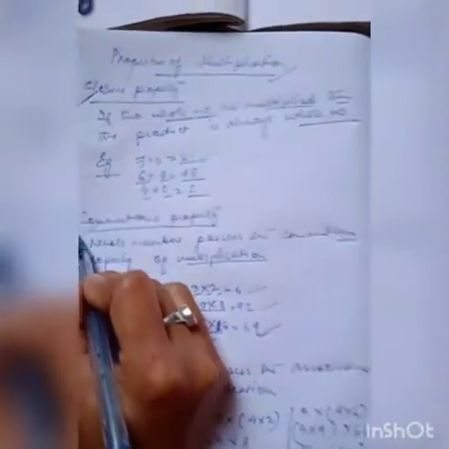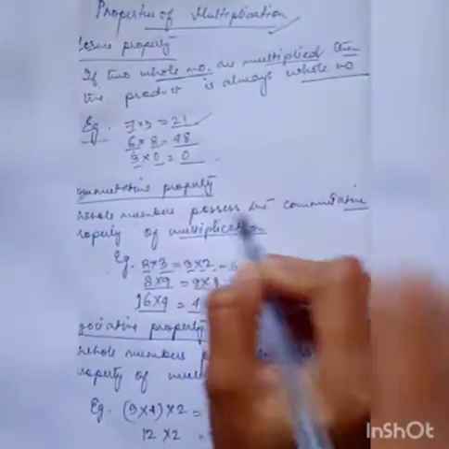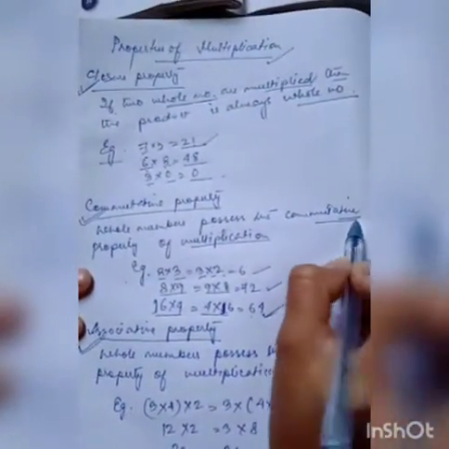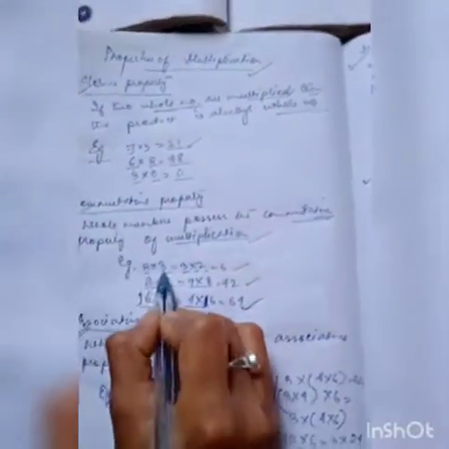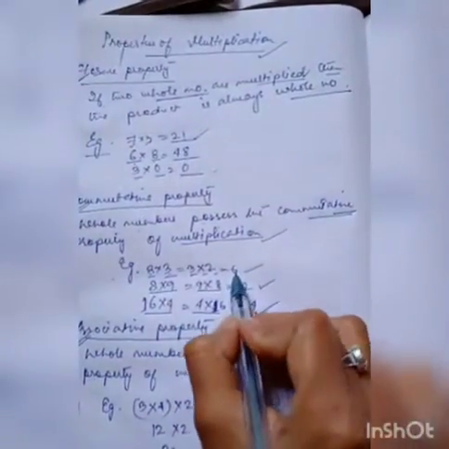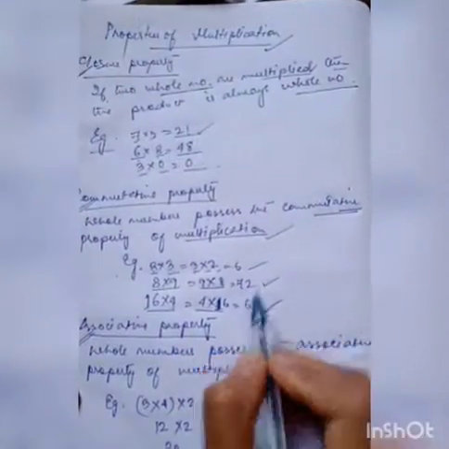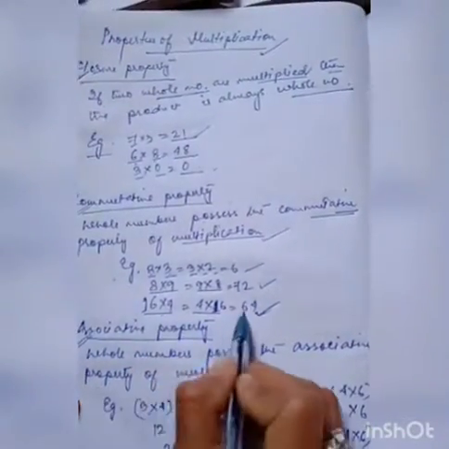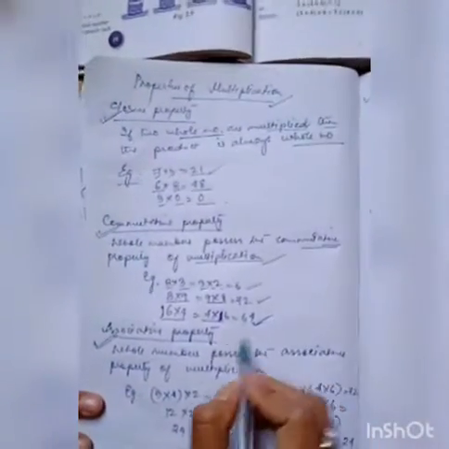So next is the commutative property. In commutative property, the whole numbers possess the commutative property of multiplication. For example, 2 into 3 you will get 6, 3 into 2 also you will get 6. 8 into 9 is 72, 9 into 8 is also 72. 16 into 4 is 64, 4 into 16 is also 64.